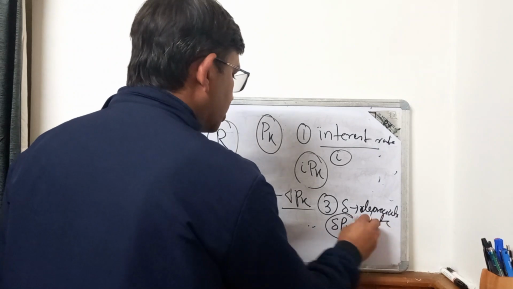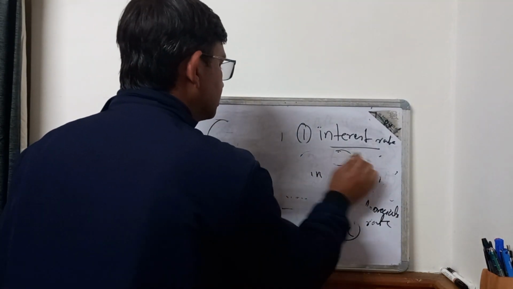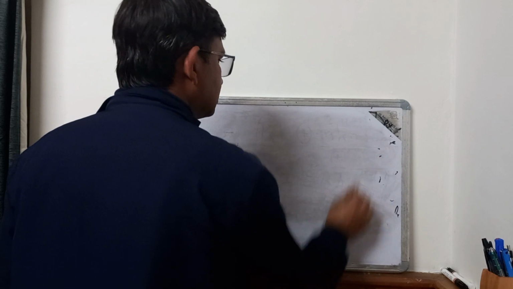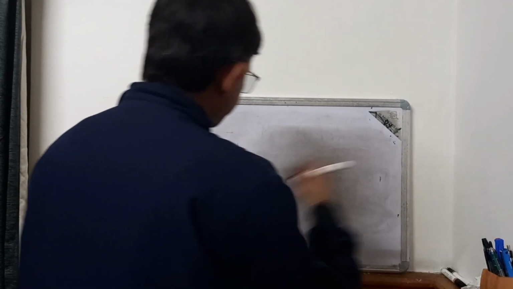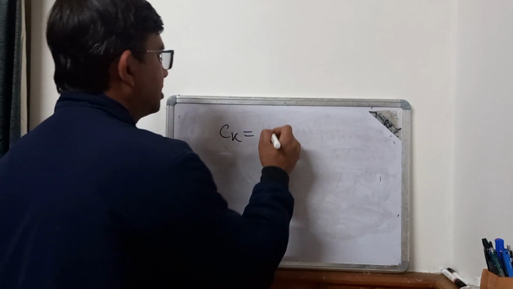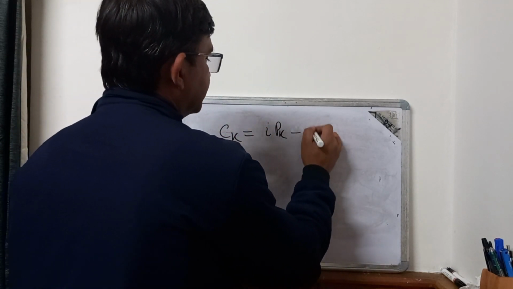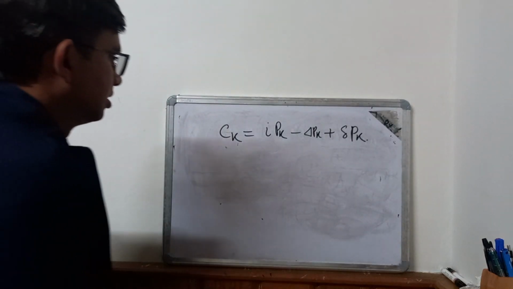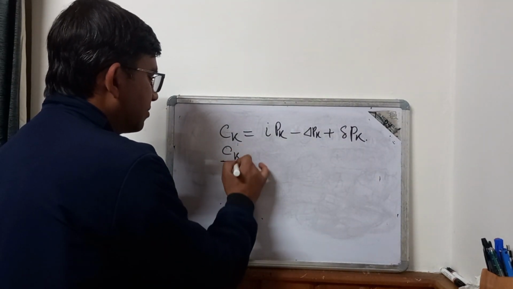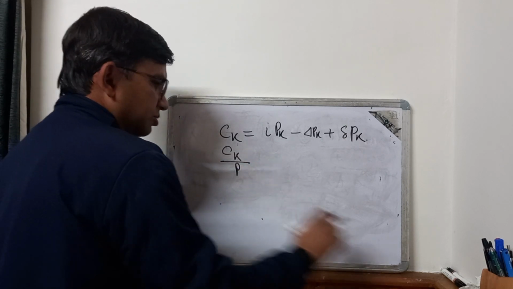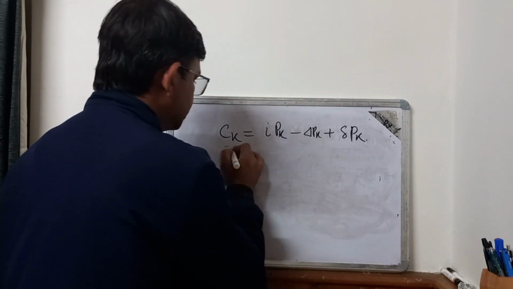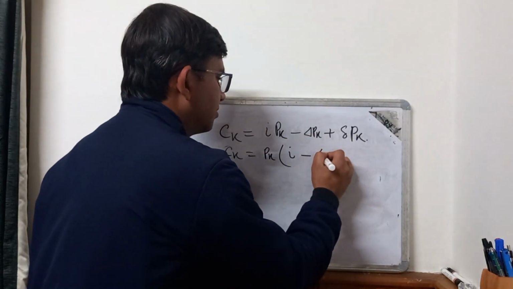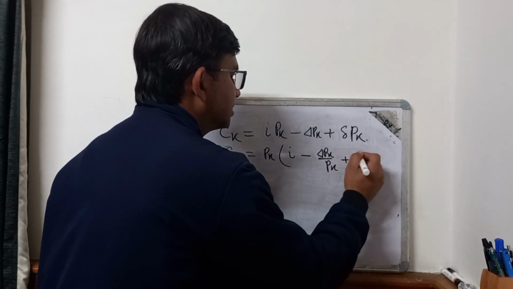So now if we consider the total cost, CK, the cost of capital, equals I into PK minus delta PK plus small delta into PK. If we now write it in real terms, CK by P, first I have to do CK. If we take PK as common, what can we write? I, the nominal interest rate, minus delta PK by PK, plus delta.